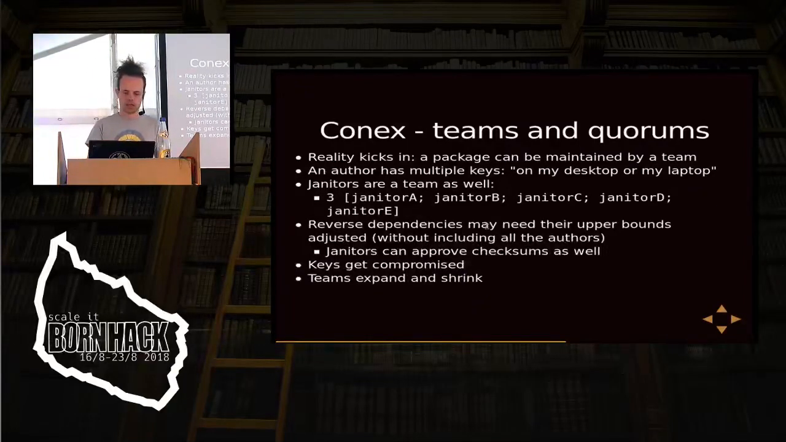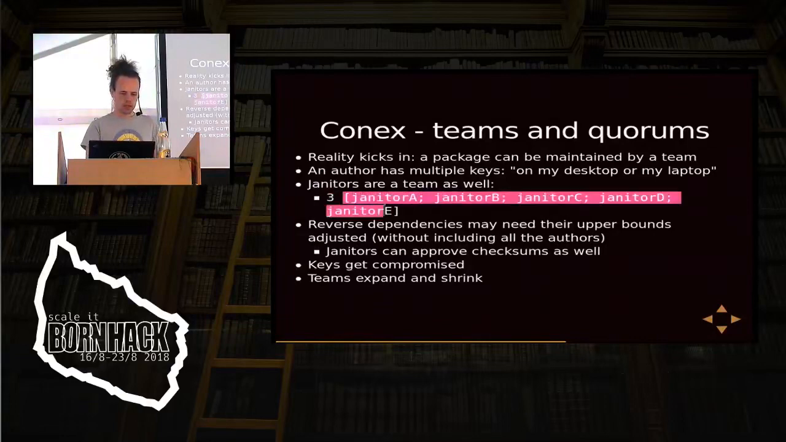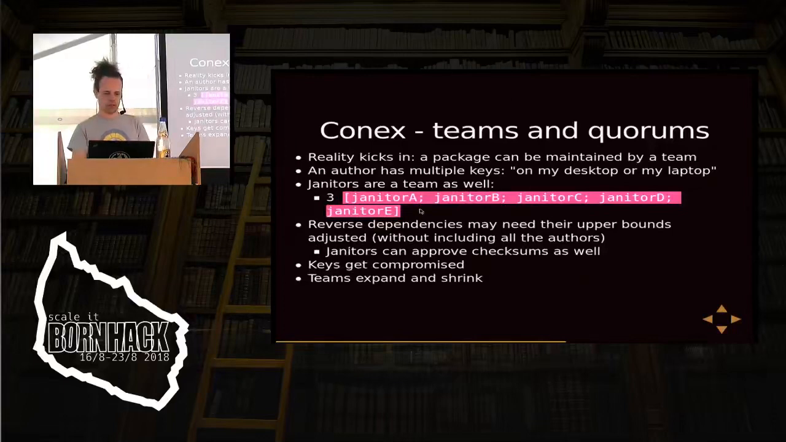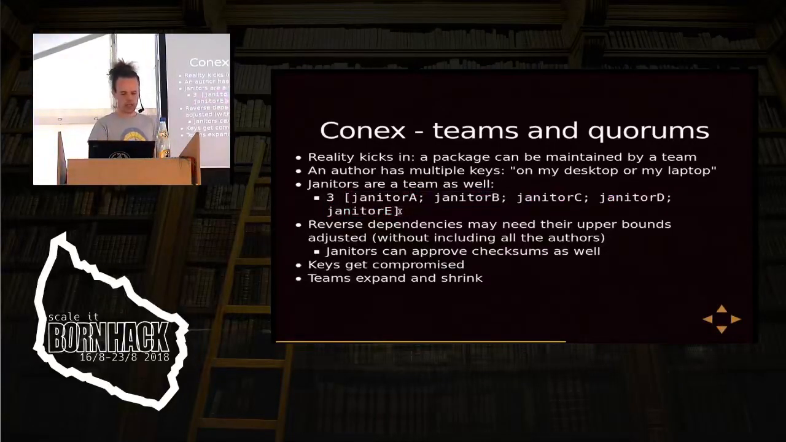That also led, in The Update Framework, to the introduction of quorum signatures, which basically means that you can specify, oh, I want to have 3 signatures out of the list of valid people or valid authors. So if I require 3 signatures out of janitor A to janitor E, a delegation is only valid if at least 3 of them have signed that delegation.